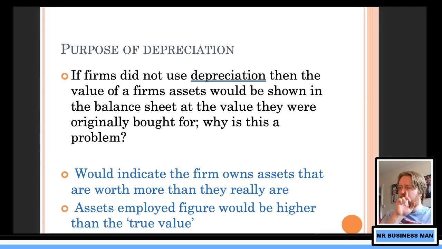Okay, so basically, when we're talking about the assets employed, you would have a problem balancing your balance sheet because there would be significantly more value to the asset than would be able to be shown by how much we have put into this, how much we have paid for these things. So you wouldn't be able to show where money goes, and remember that's what a balance sheet is for, isn't it? Yeah, and it would indicate the firm owns assets that are worth more than they really are.